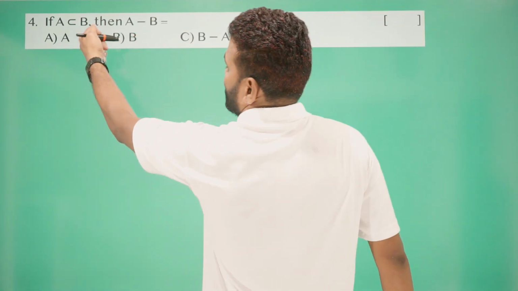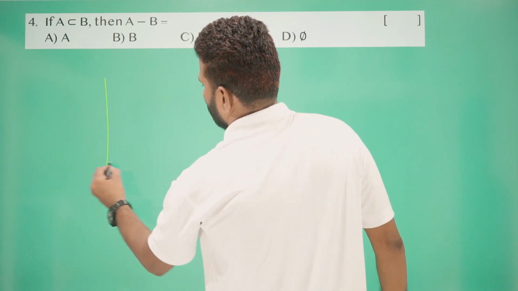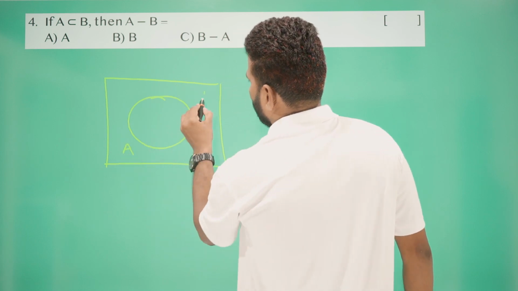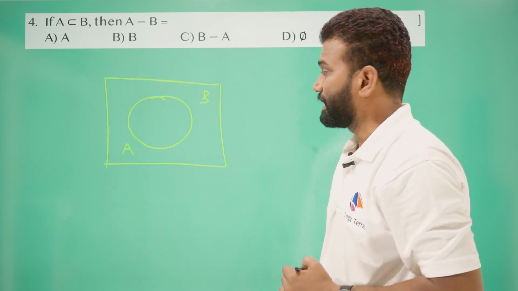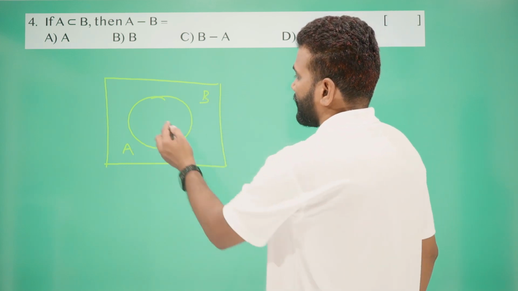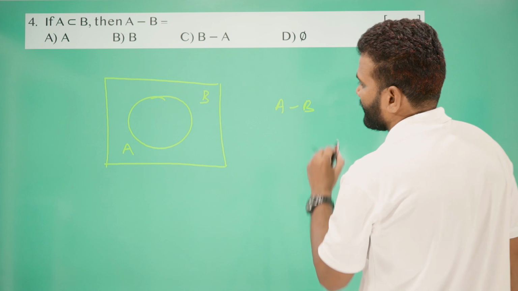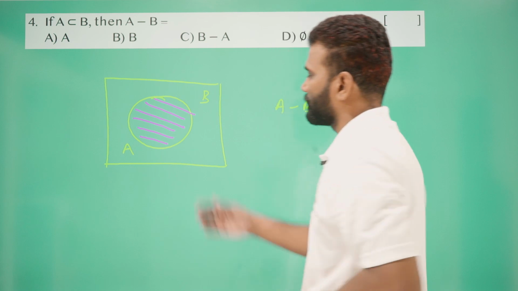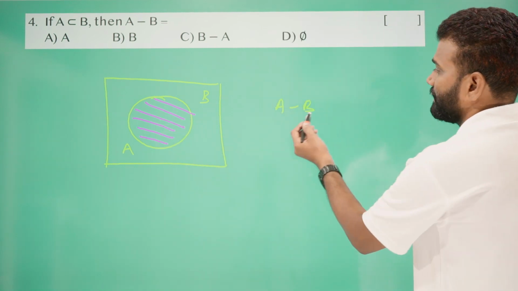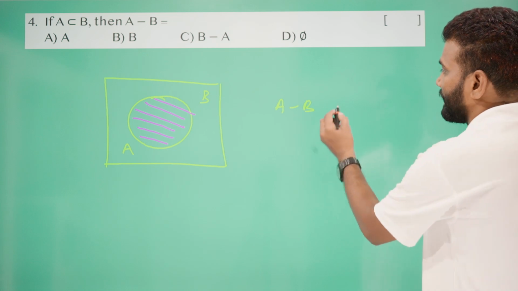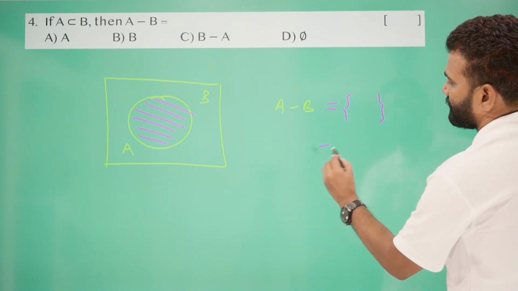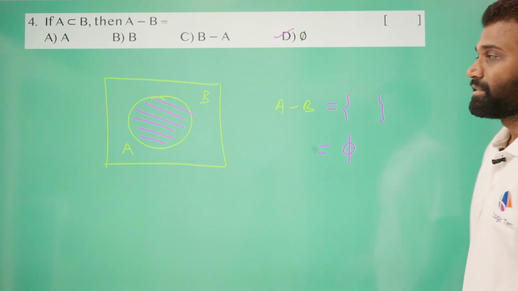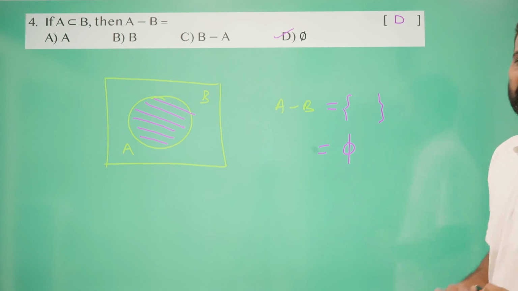So it is given A is subset to B. Then let us assume this is A and this bigger set, universal set, is B. Since A is subset to B, on subtracting A minus B, all of these will be part of B. So since all will be deleted, you are left with nothing in the first set, that is in A. So we'll get empty set, which is nothing but phi. Clear? So the correct option is D. So D is the right answer. Clear?